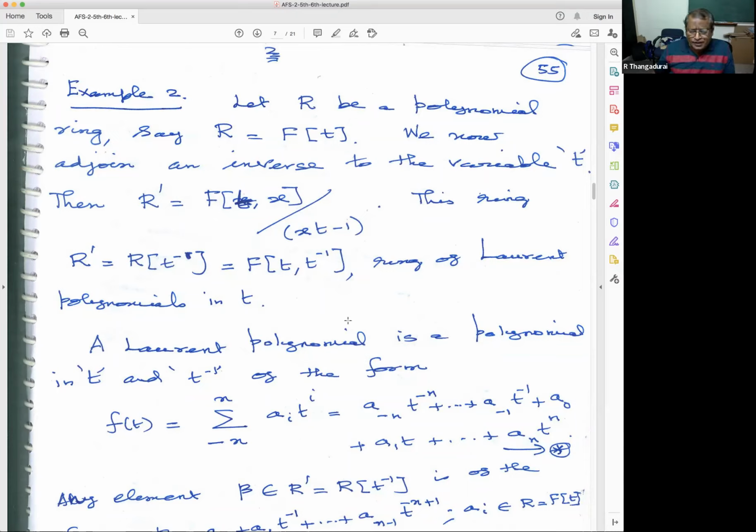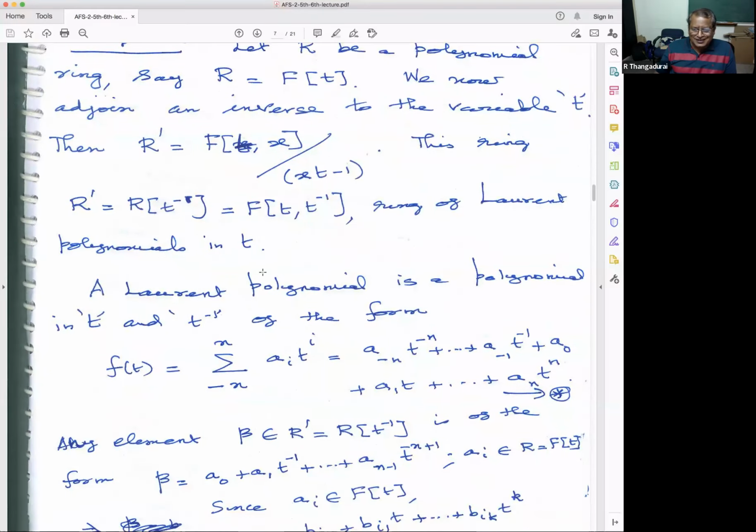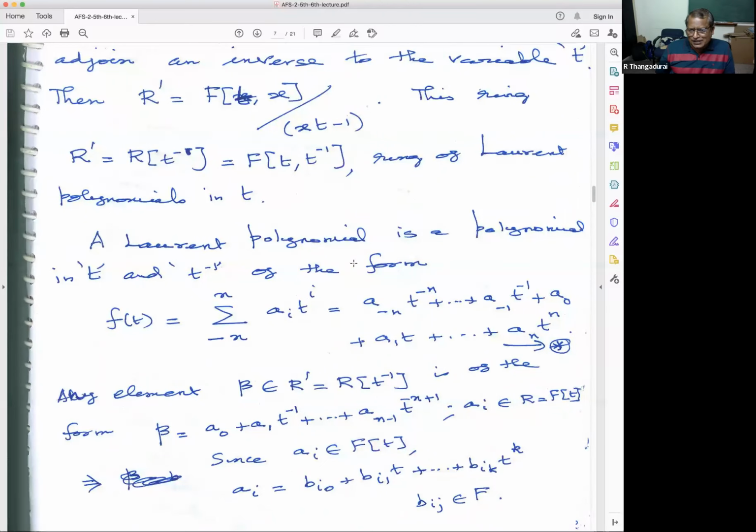Okay. So this R prime will look like R of t inverse, which is the same as F of t comma t inverse. This is called the ring of Laurent polynomials in t. What is a Laurent polynomial? A Laurent polynomial is a polynomial in t and t inverse. Negative powers as well as positive powers will be there. Minus n to n, it is not necessary that it is symmetric. Some coefficients can be 0. I have written it in a symmetric way. Minus n to n, a_i t power i, where a_i comes from the field F.